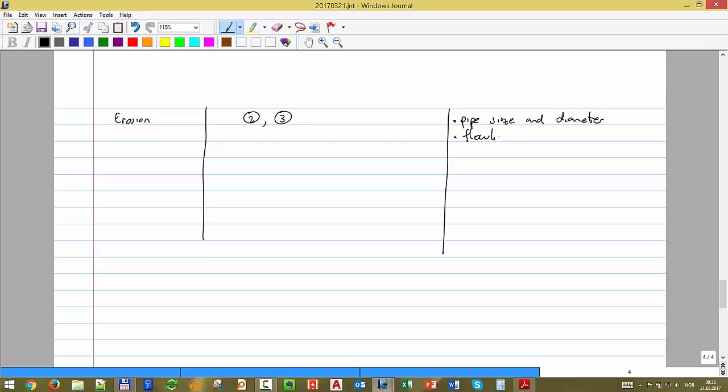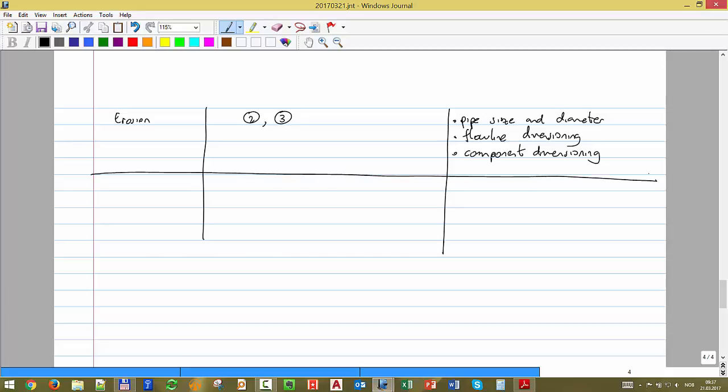Let's see, scale, then we have erosion. And erosion is basically causing number 2 and number 3. Basically erosion is about the pipe size and diameter, also flow line dimensioning and component dimensioning. Yes, erosion, and then the last one that I had here is corrosion.